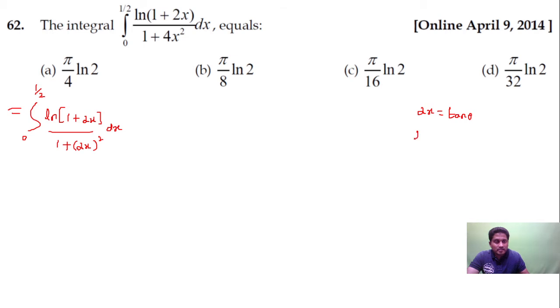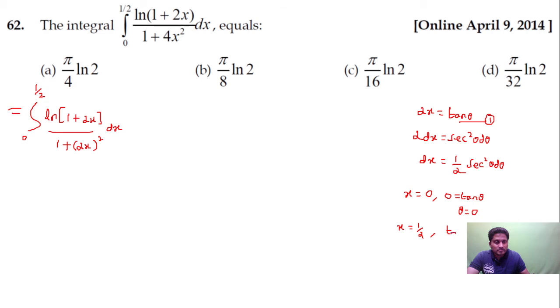2x is equal to tan theta. So 2 dx is equal to the differentiation of tan theta, which is sec square theta d theta. So dx is equal to 1 upon 2 sec square theta d theta. Call this equation 1. When x is equal to 0, you get 0 is equal to tan theta, so theta is equal to 0. And when x is equal to 1 by 2, tan theta equals 1, so theta equals pi by 4.